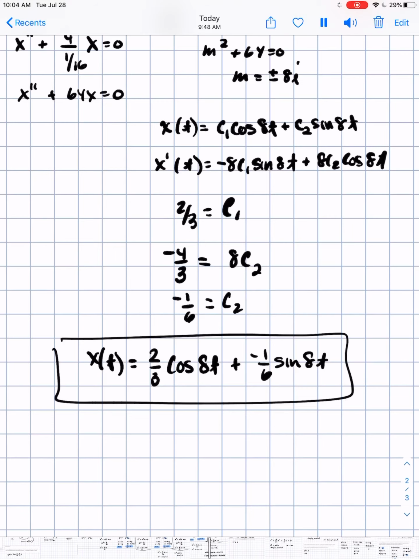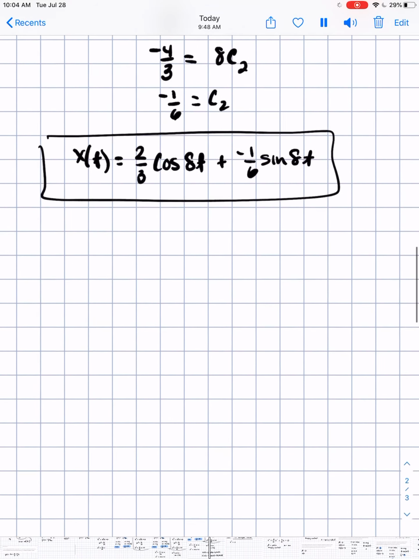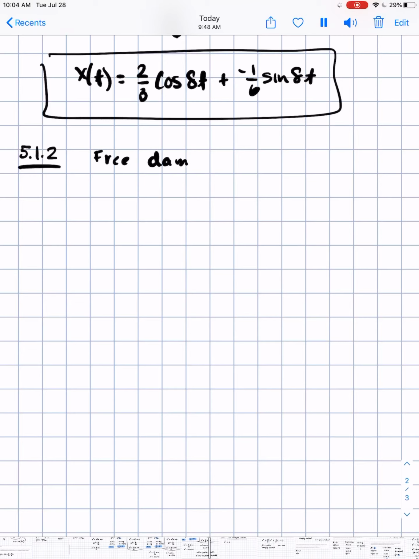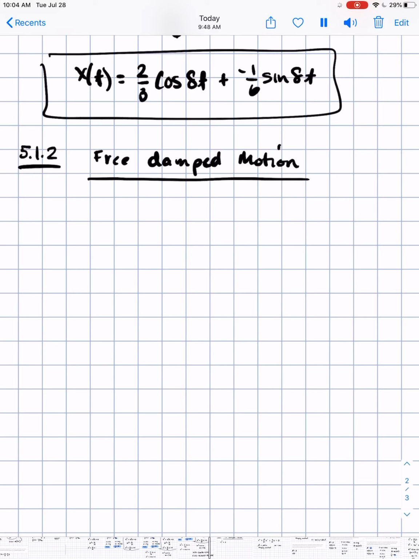The second example that I want to do, (5.12). Okay, this is free. Now there is some damped motion, and you'll see what I mean by that in a second.